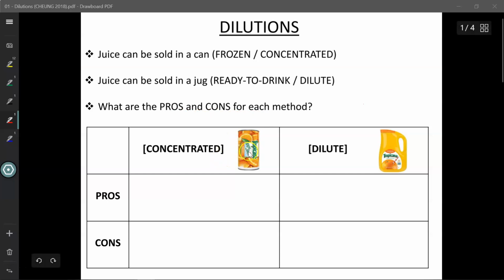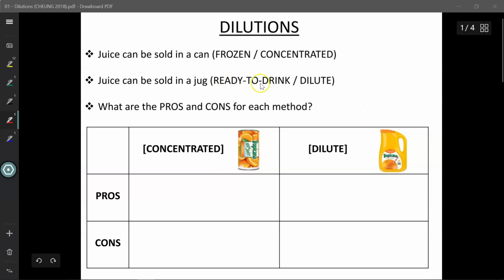Well, with concentrated juice, it's usually cheaper. Because it comes in a small can, you can store more of it in your fridge or freezer. And you can control how sweet it is by adding more water or less water to suit your tastes. But the cons for this is that it's not ready to drink right out of the can, not unless you want diabetes. So you have to supply your own water to dilute it with, and a container to hold it all.